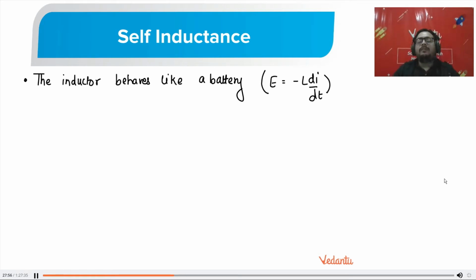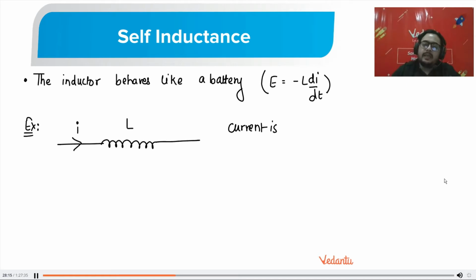Now how will it behave like a battery? Let me give you a very simple example. Let me say this is a branch and there is an inductor in it. Current is flowing like this, and I say that current is increasing.